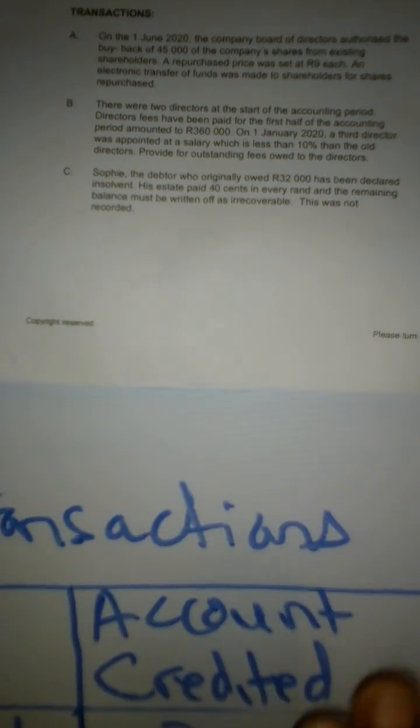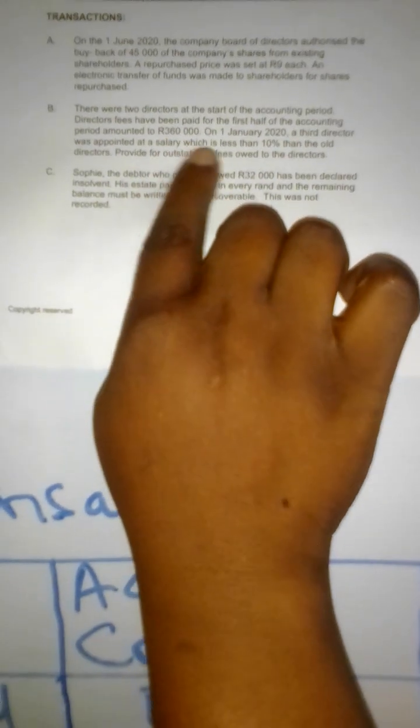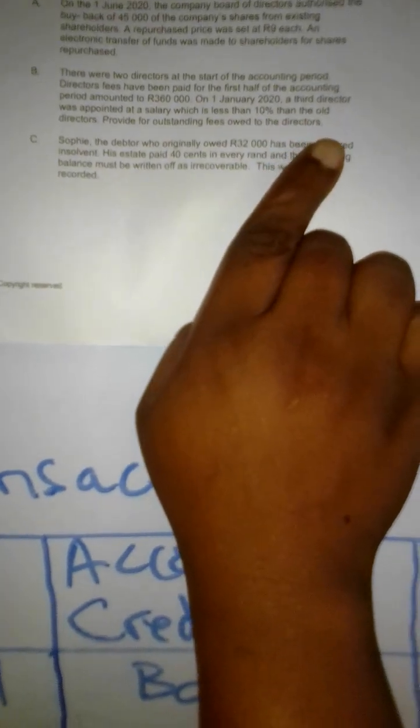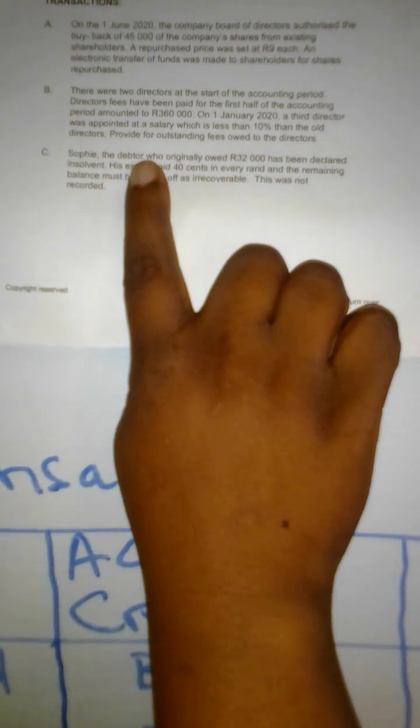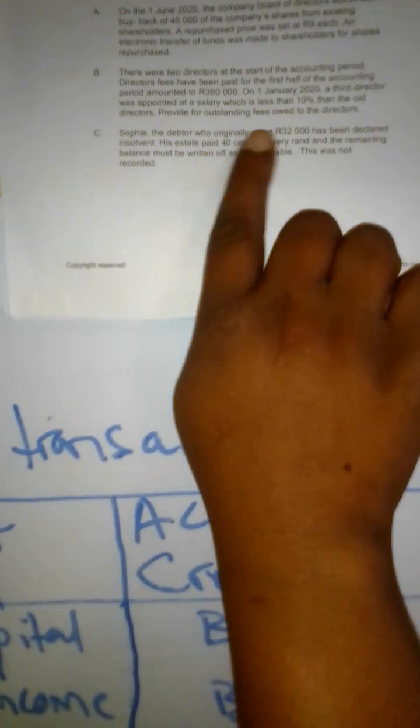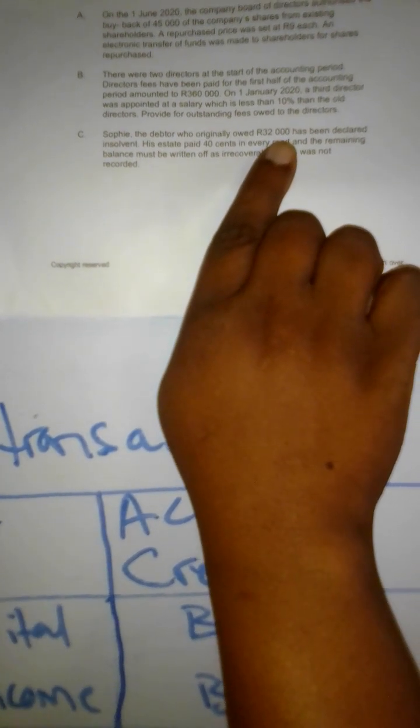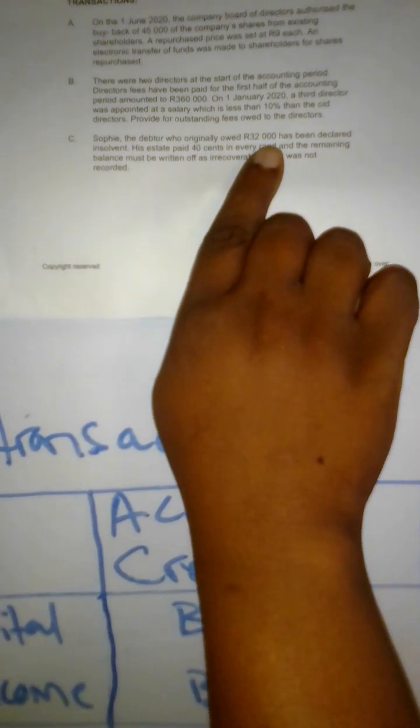If this is half, how much is the complete amount? We simply have to multiply it by 2. That means these 2 directors are entitled to something like 720,000 for the whole year. But for now, they've only received half of their money, which is 360,000, the 2 of them. On the 1st of January 2020, a 3rd director was appointed at a salary which is less than 10% than the old directors. Provide for the outstanding fees owed to the directors.